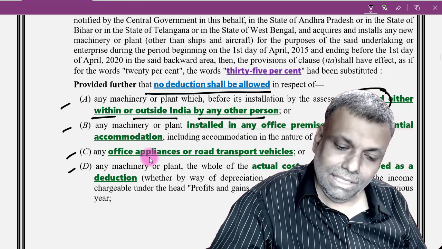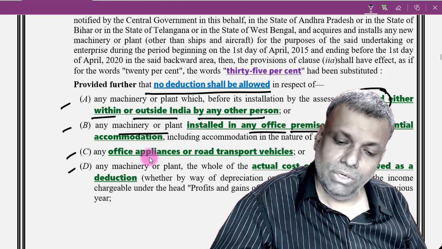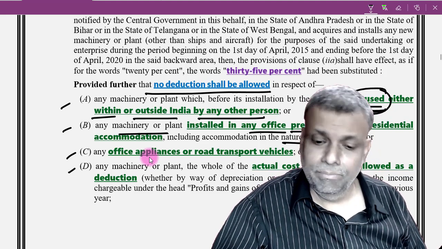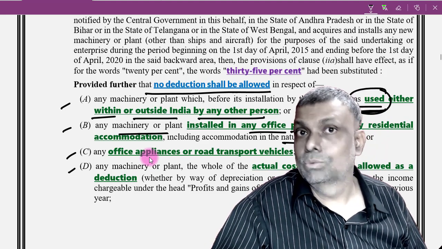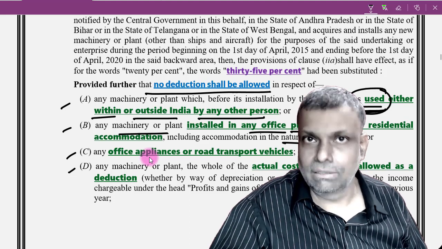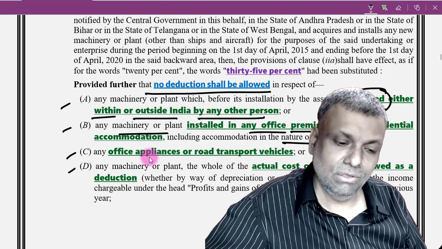Second, any plant and machinery installed in any office premises or any residential accommodation, or similar premises like a guest house, will not be eligible for additional depreciation. Basically, it should be linked with the factory. It should be directly linked with some production, and that is the objective of this particular provision.